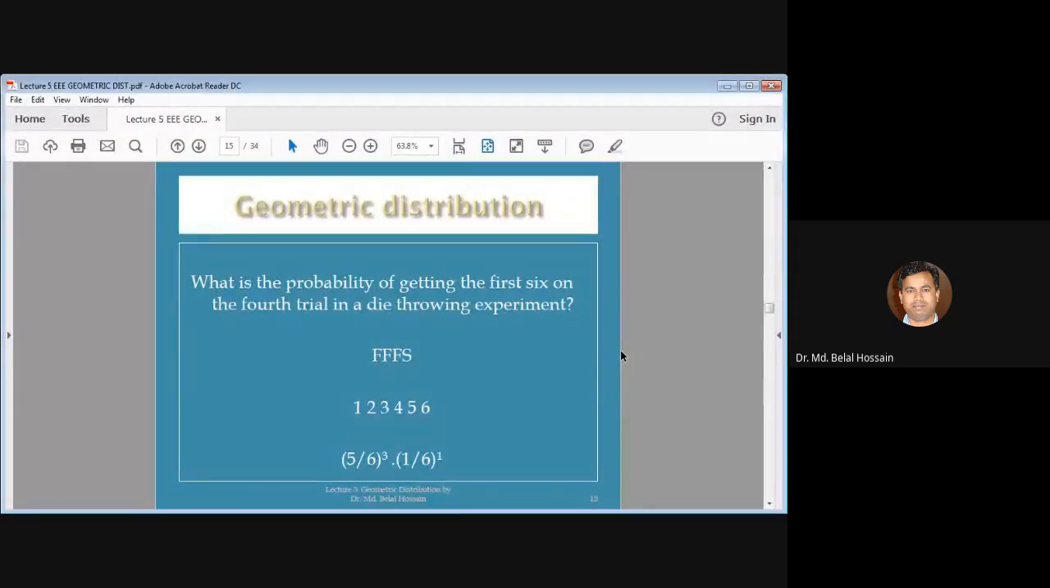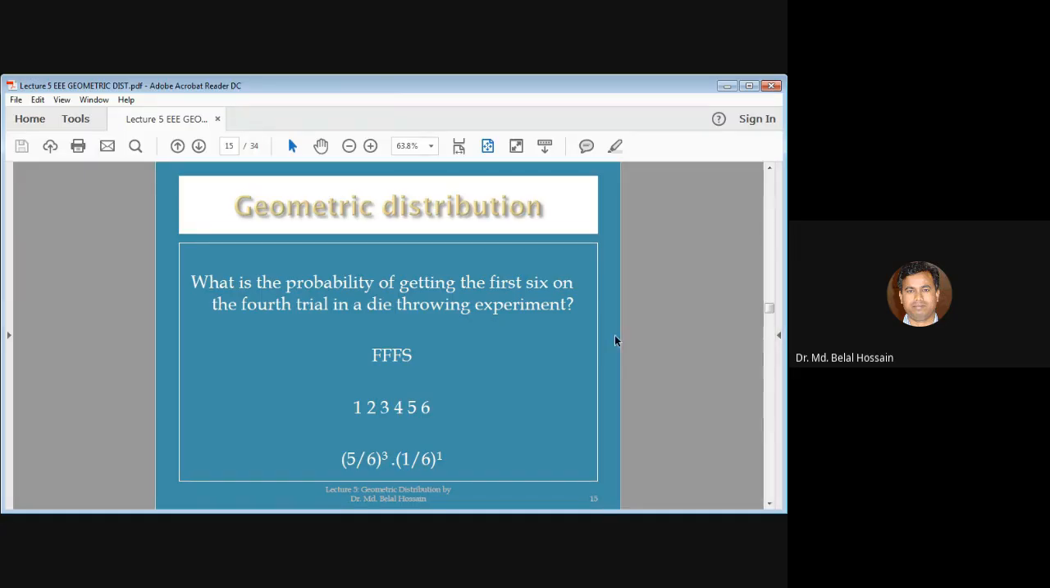This is geometric distribution. So, what is the probability of getting the first 6 on the 4th trial in a die throwing experiment? Okay, so this is a distribution when you are looking for your first success. Say we are looking for a first 6 when you conduct a die throwing experiment.